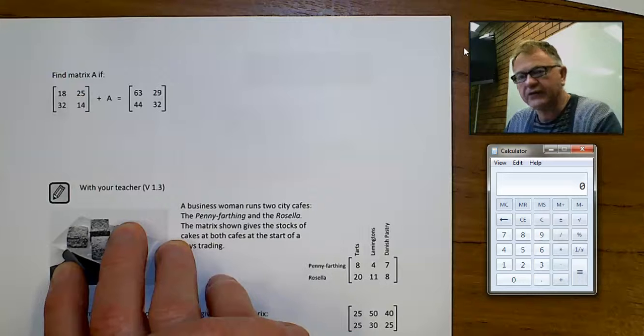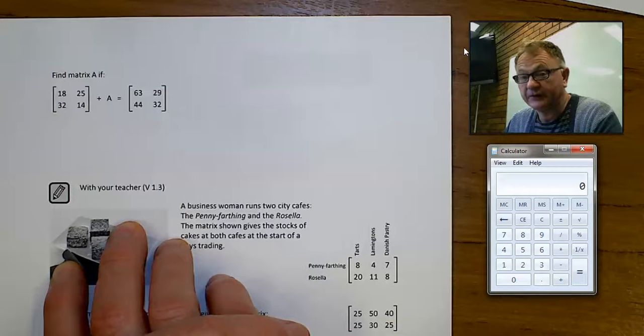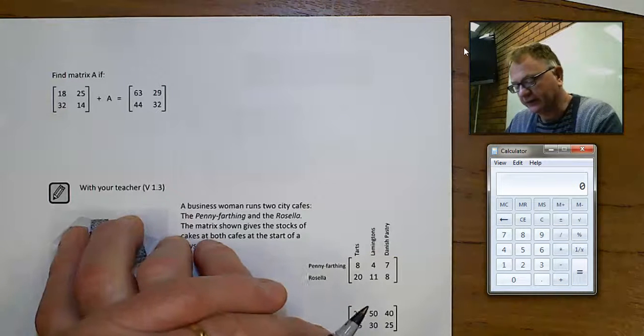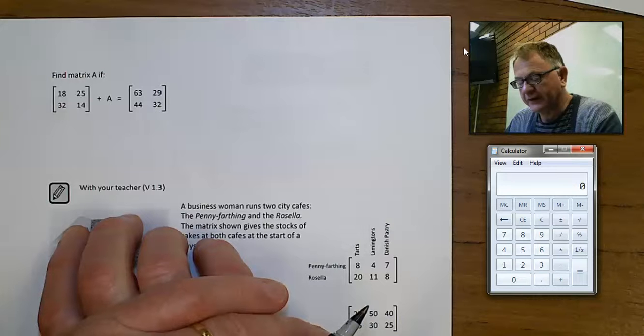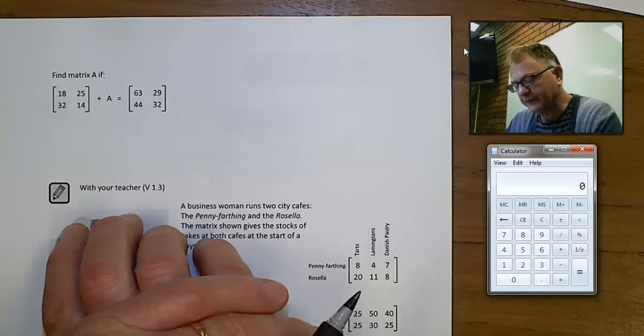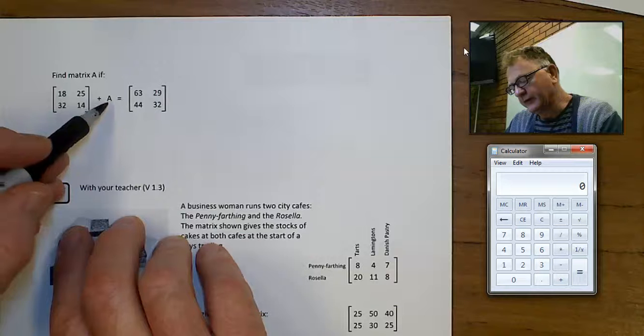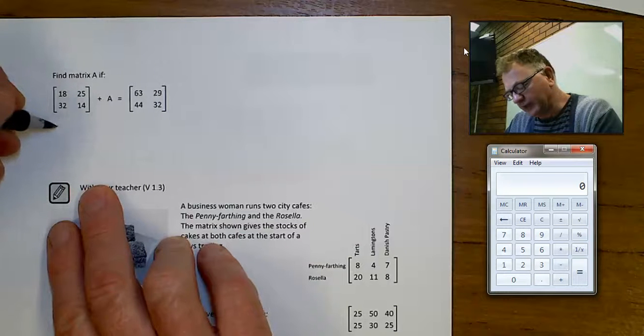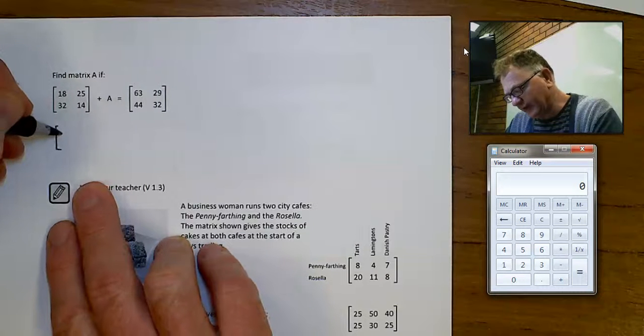The method I'm going to show you here probably isn't the easiest method, but I'm going to show it to you because it will help you get out some harder questions, in particular questions which may involve takeaways or negative signs and bits and pieces like that. We have to find a matrix here. It'll be a 2 by 2 matrix, so the matrix A is going to look something like this.